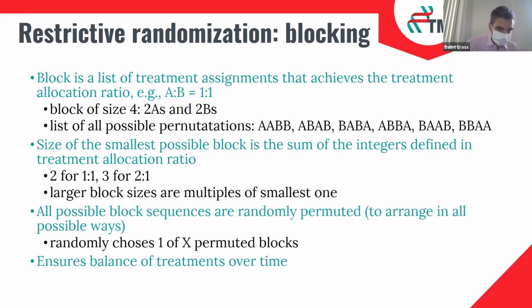Block randomization ensures the treatment allocation ratio over time. So if you use blocking in your randomization, at any time you have to stop the study, you will have an equal number of patients on both arms. And that's a huge advantage. Even if you have only 10 or 12 patients enrolled in the study, you can be sure that the treatment allocation ratio of 1:1 is ensured if you use blocking.